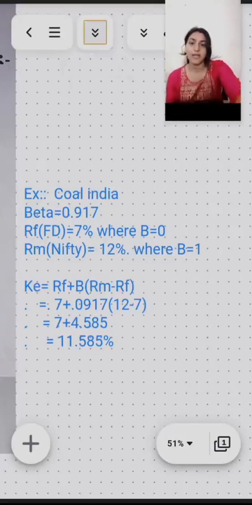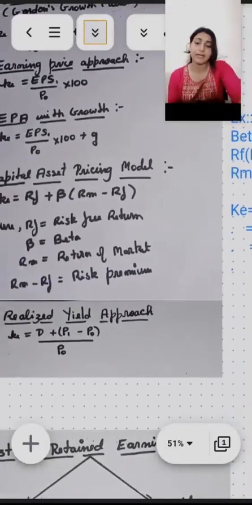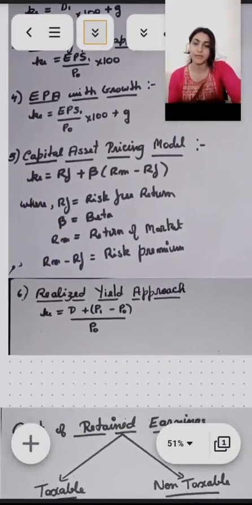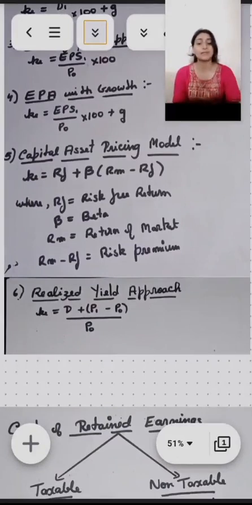Okay, next we have the realized yield approach. The realized yield approach formula is dividend plus the price of the current year minus the price of the base year, the whole divided by the base year.